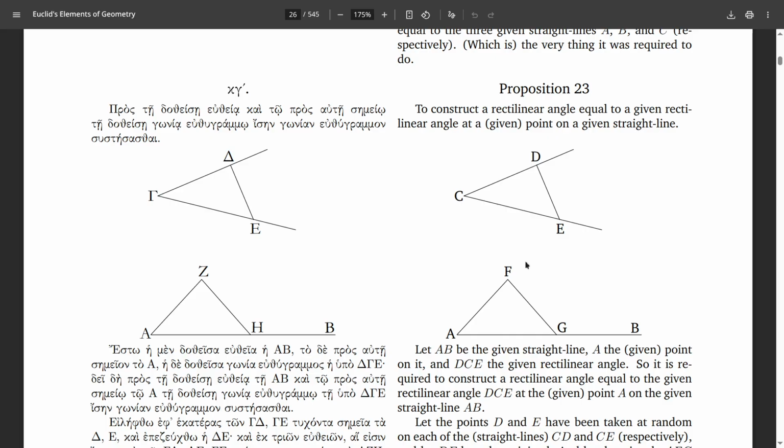Proposition 23. Sorry if that was your favorite proposition. I'll get back to that later. Of course I will. Alright, I'm lying, probably, most likely. To construct a rectilinear angle equal to a given rectilinear angle at a given point on a given straight line. What? To construct a rectilinear angle equal to a given rectilinear angle at a given point on a given straight line.